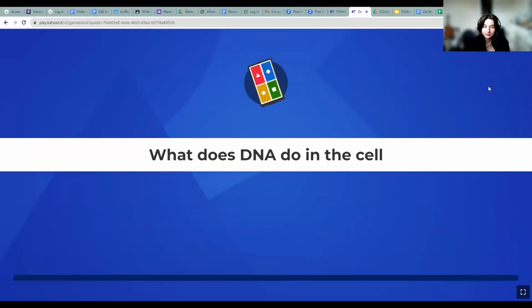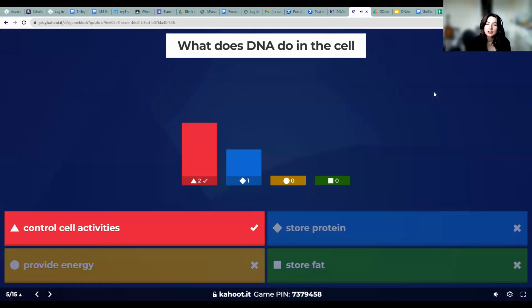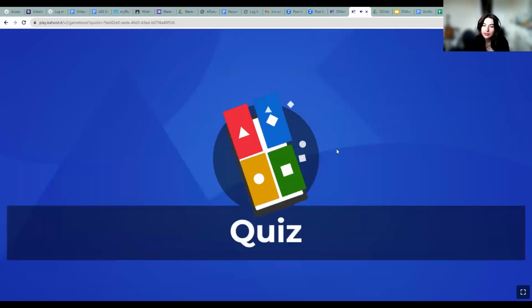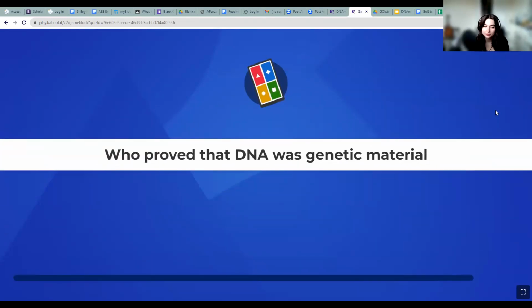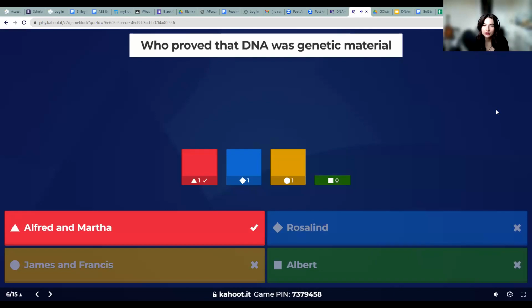So what does DNA do in the cell? DNA controls cell activities, as was shown in the DNA cycles and everything. So other things control everything else that's up there, right? So who proved that DNA was genetic material? Alfred Hershey and Martha Chase proved that DNA was genetic material and not protein.